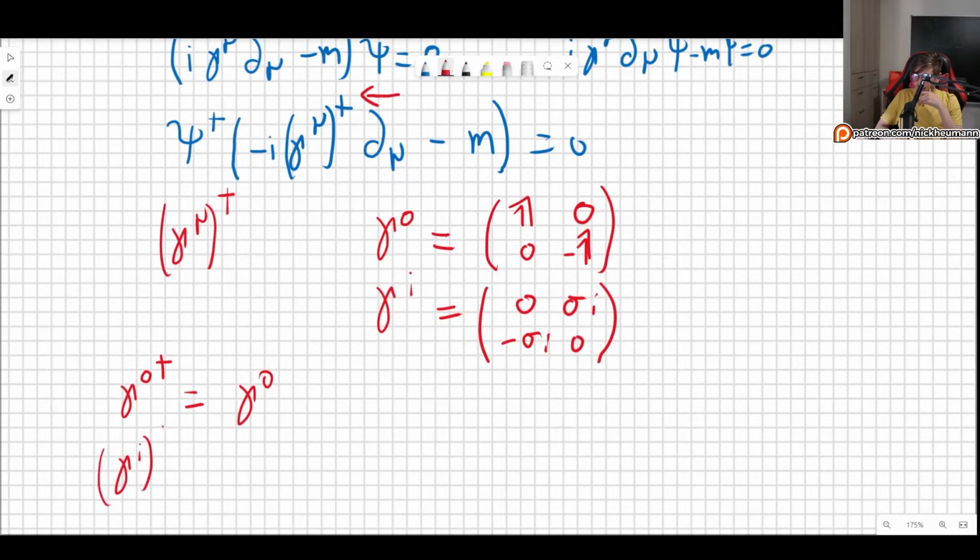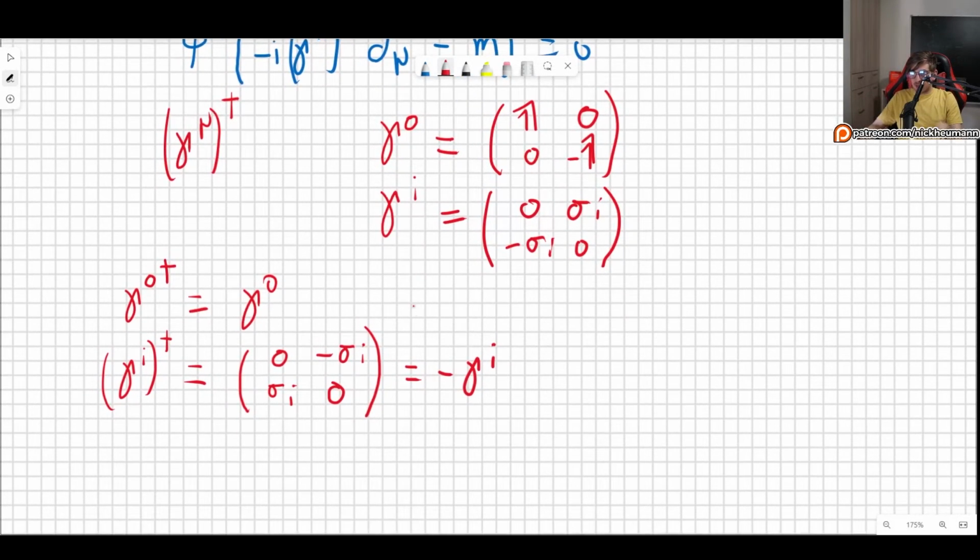If we want to see its complex conjugate, well, what is this going to be? Here we are just going to transpose it, right? So let's transpose it first. So instead of having 0, sigma i, we are going to get 0, minus sigma i, and then sigma i, 0. So this is basically minus gamma i. So now we want to find some way of combining these two results into a single expression for gamma mu. Okay, so we want to see what is gamma mu Hermitian, right? A single expression that contains both of these.